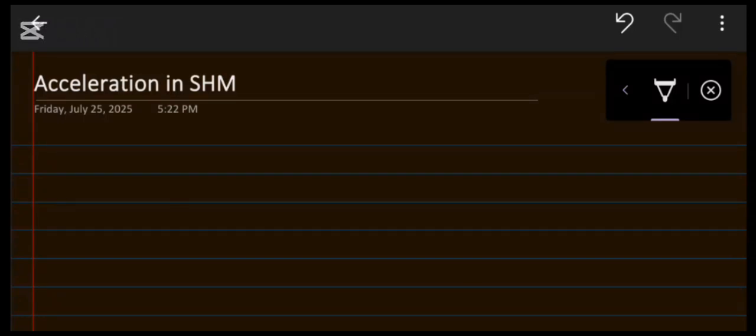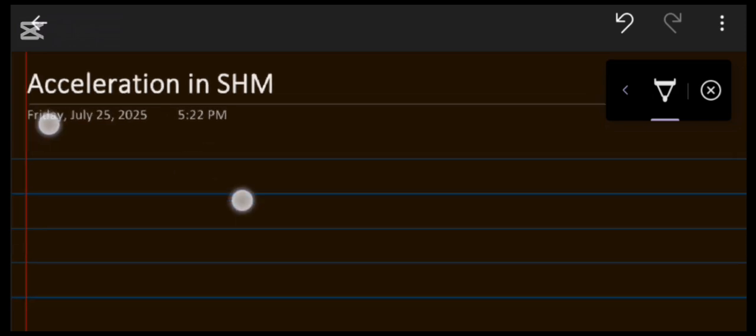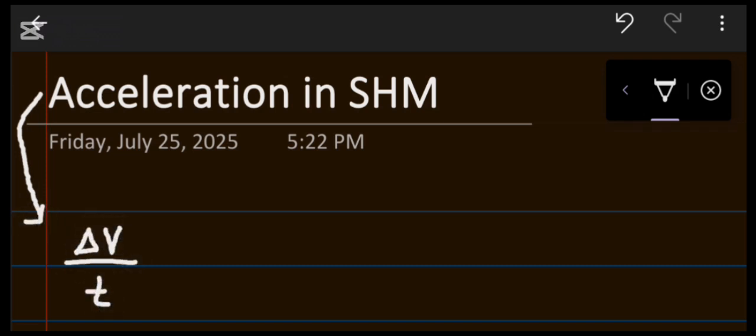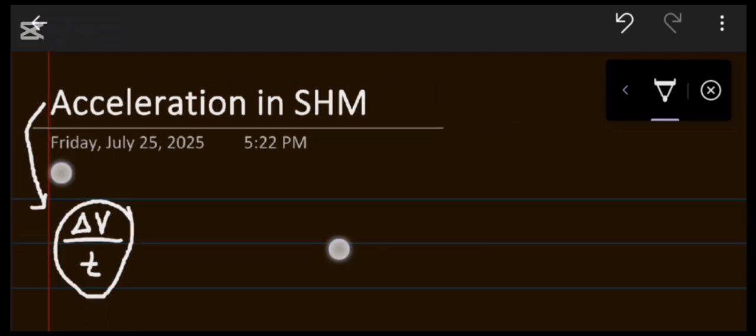So today, in the last lecture, we were done with the velocity in SHM, and today we'll be going with the acceleration in SHM. So first of all, you might know what acceleration is. Acceleration is basically change in velocity per unit time. वेलोसिटी के अंदर चेंज जाना टाइम के साथ is called acceleration.